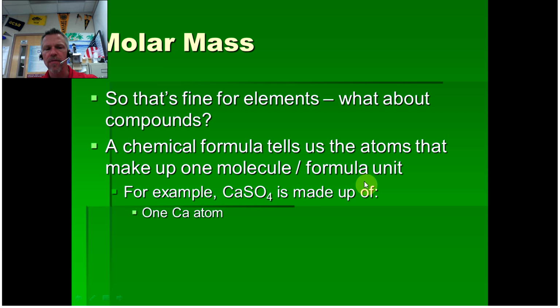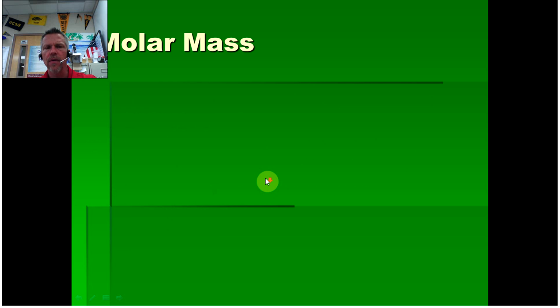CaSO4 is made up of 1 atom of calcium, 1 atom of sulfur, and 4 atoms of oxygen held together in a specific way to make a formula unit of calcium sulfate. All right, this is review. We've had this before. We know this.